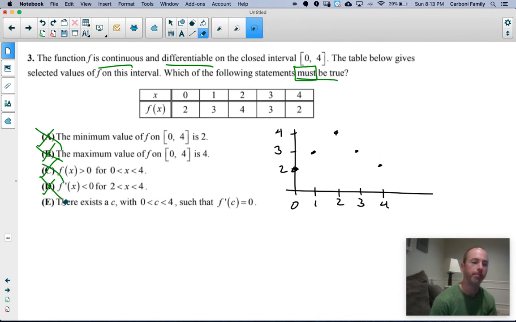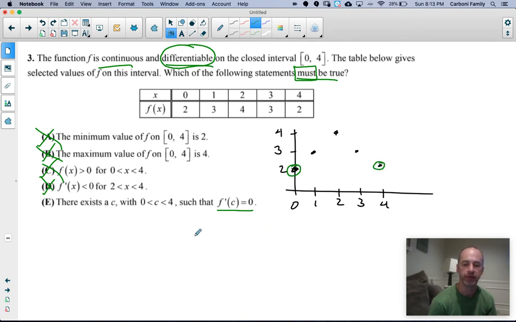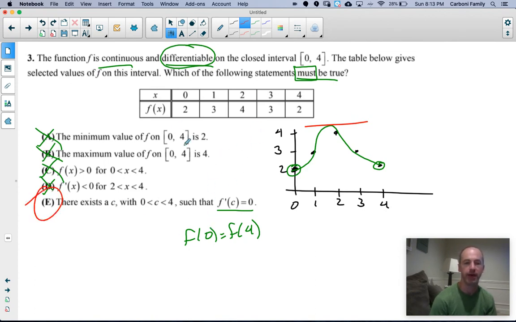And the only one that must be true, and this one would be true by Rolle's theorem, is that somewhere between 0 and 4, there is a point where the derivative has a value of 0, and that's because we have a differentiable function that starts at a value of 2 and ends at a value of 2. F of 0 is equal to f of 4. And so it doesn't matter how I connect these, I must connect them smoothly because the function is differentiable. And if I connect these smoothly, there's no way I'm going to connect these without having a horizontal tangent somewhere. We don't know where it happens, but it must happen by Rolle's theorem.